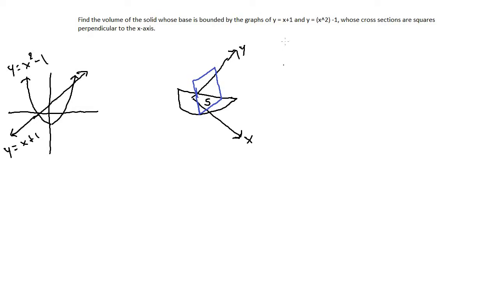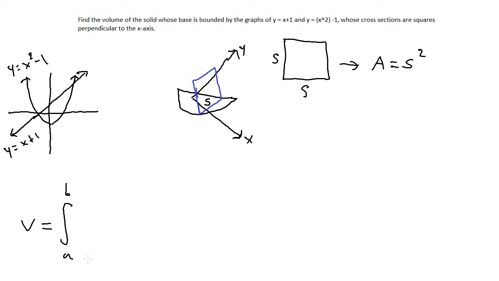Recall that the area of a square is just base times height, or in this case, S times S. So area will equal S squared. Now, looking back at the formula, we know the volume of a known cross-section is going to be the integral from a to b of the area function. And we know that the area is equal to S squared. So the volume is just going to be the integral from a to b of S squared.